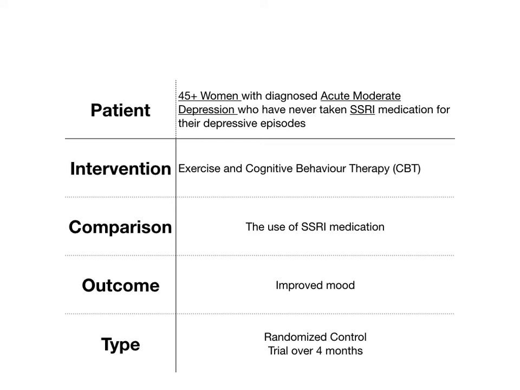Let's apply PICO to a real-world example. So in this case, the patient population, we're going to look at women 45 plus with diagnosed acute moderate depression who have never taken SSRI medication for their depressive episodes. For the intervention, we're going to look at exercise and cognitive behavior therapy. The comparison, we're going to look at the use of SSRI medication. For the outcome, we're looking for improved mood. And then the type, in this case, we're going to be looking at a randomized controlled trial over a 4-month period.